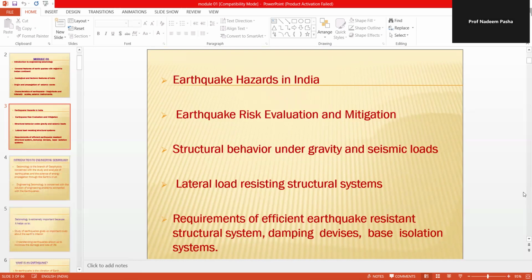Next, structural behavior under gravity and seismic load. With the help of a tabular column, we have differentiated how structures behave under the application of gravity and seismic loads. Next, we have seen lateral load resisting structural systems and what the requirements of an efficient earthquake resistant structural system are. Finally, we have seen about damping devices, elastic dampers, and friction dampers. And last but not the least, we have seen about the base isolation system also.